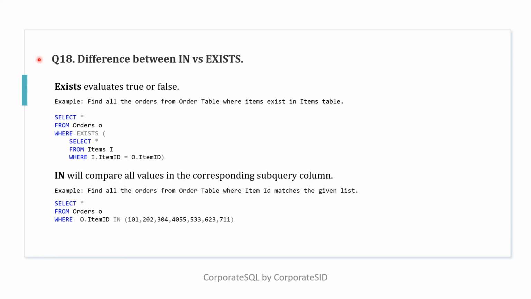What is the difference between in and exists? Exists evaluates true or false in a query. For example, find all the orders from order table where item exists in item table. Whereas in will compare all values in the corresponding subquery column. Example, find all the orders from the order table where item ID matches the given list.